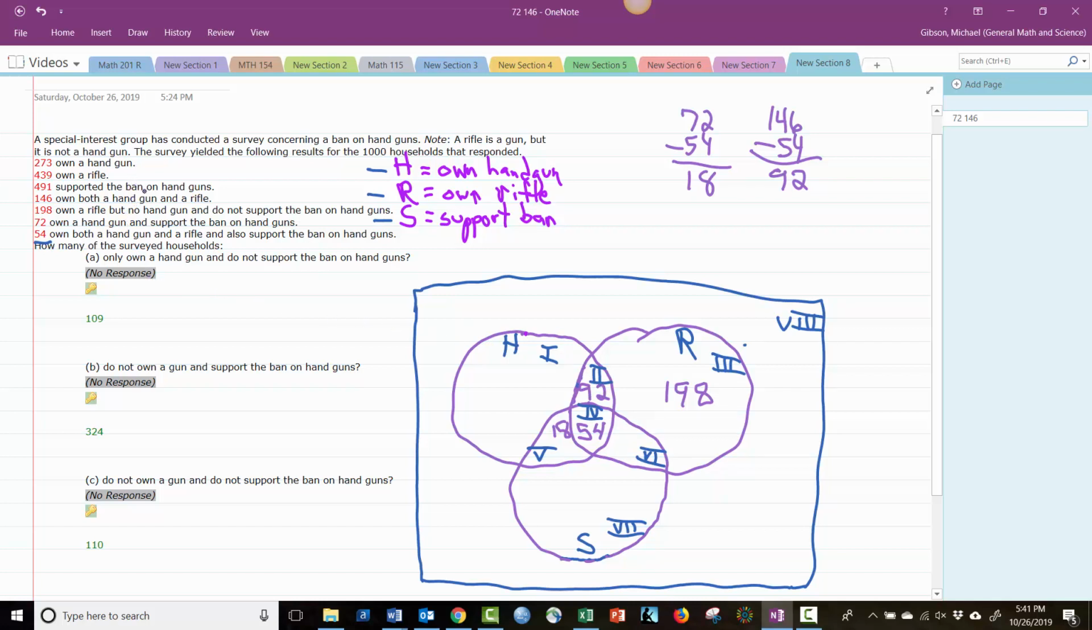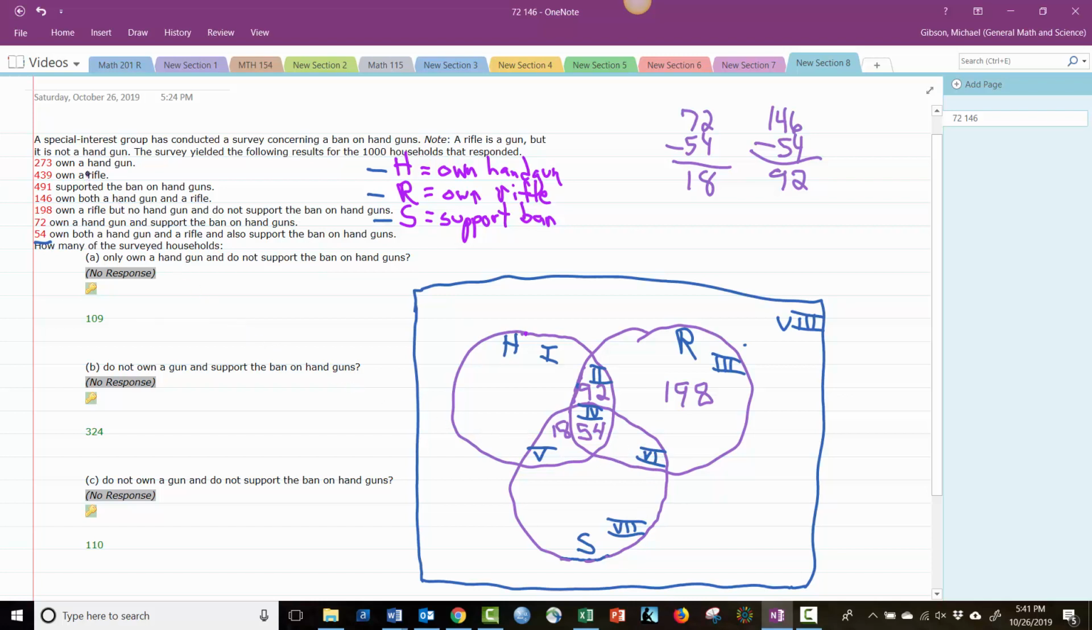491 support the ban on handguns. Okay, now support the ban is in the S. The problem here is right now there are still 2 of these areas that are open, both 6 and 7. So I'm going to skip over this for now until we get one of those filled in.